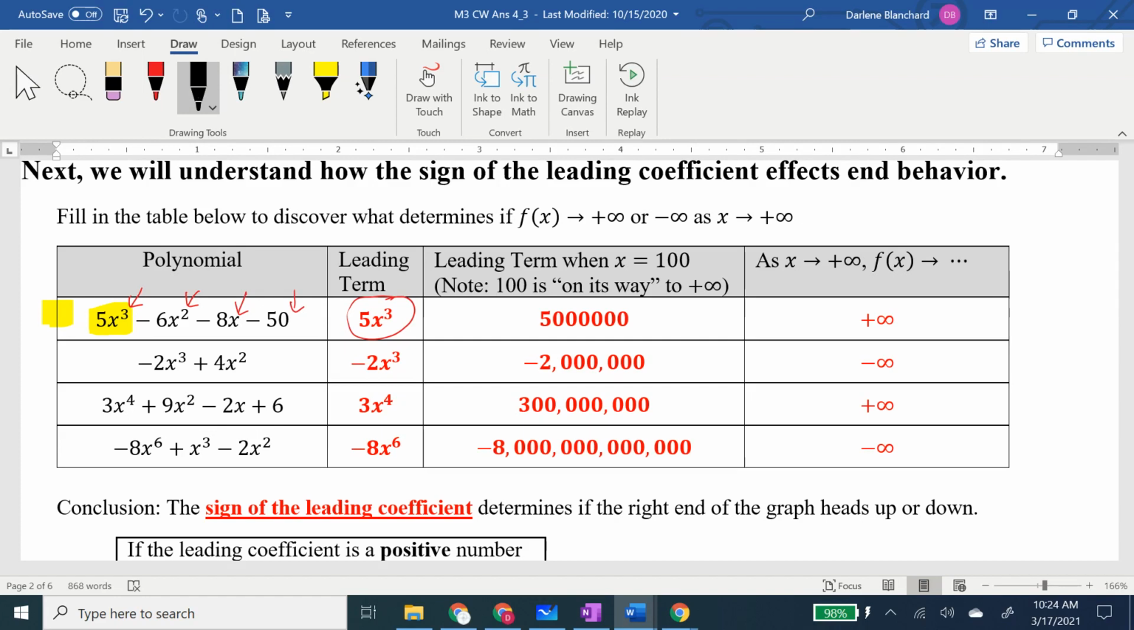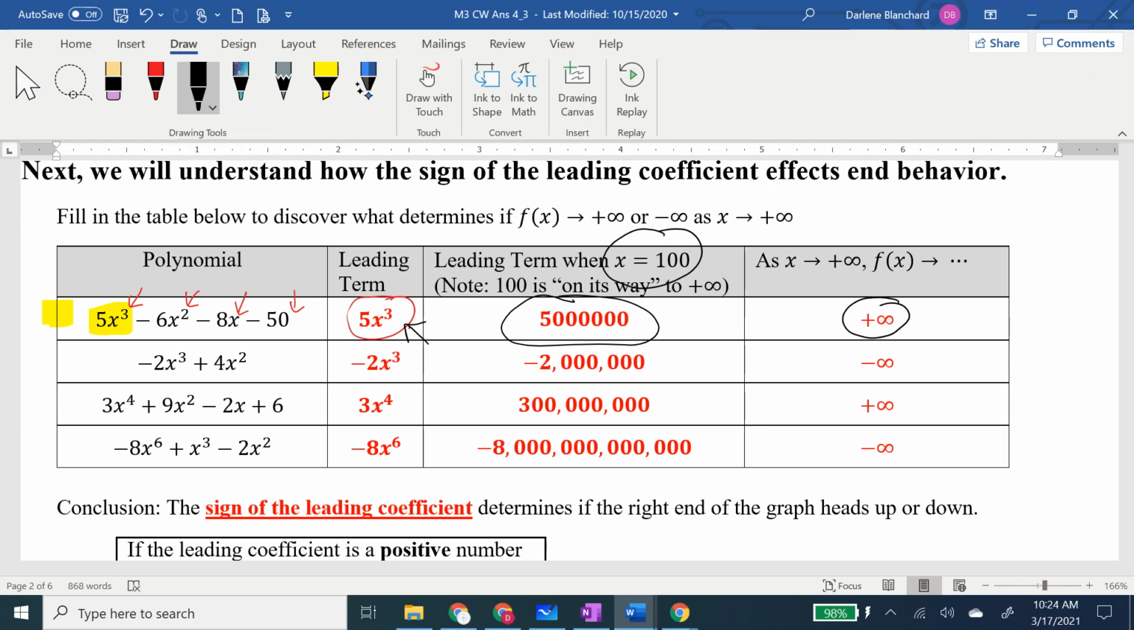What I want you to focus in on is if you plug x equals 100 into the leading term, the number you are getting for that leading term. And I want you to see that it is a very large positive number.